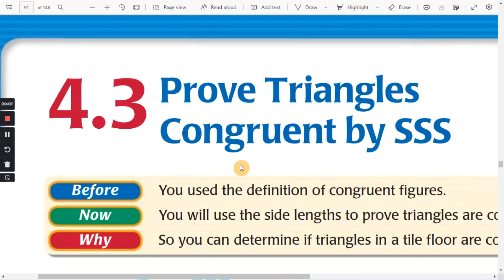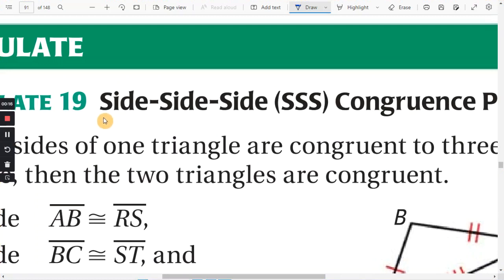This will be ways to prove triangles congruent. I'll be using various sections in Chapter 4. Okay, the first method will be to prove triangles congruent by SSS. So the first method is going to be side, side, side, or SSS for short.